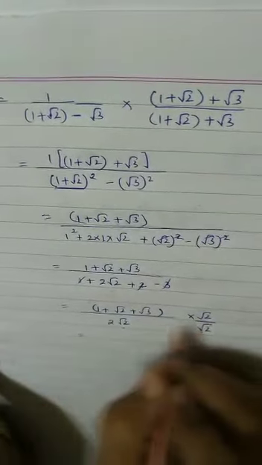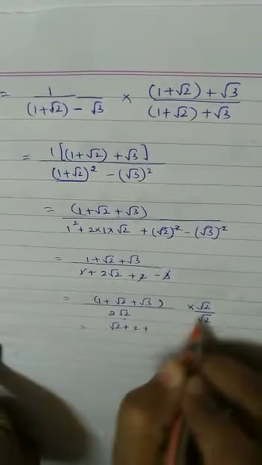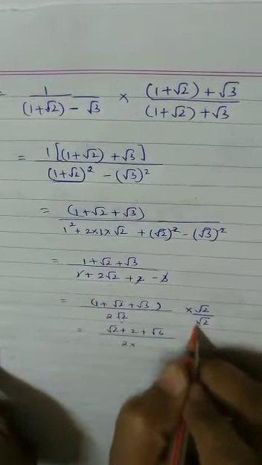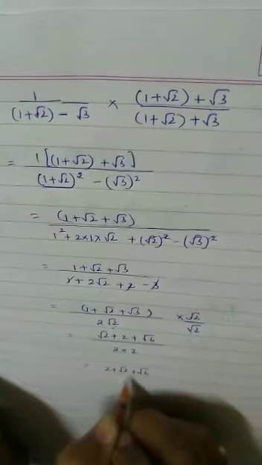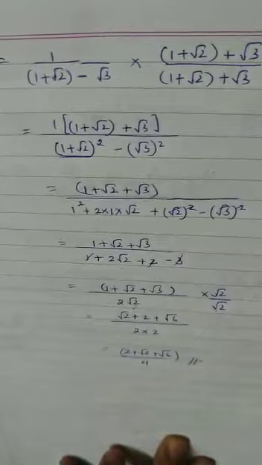So this will become what? Multiply 1 into root 2, root 2, root 2 into root 2, 2, root 2 into root 3, root 6, upon 2 into root 2 into root 2, 2. So what is your answer? 2 plus root 2 plus root 6 upon 4. So this is my answer. I hope it is clear.